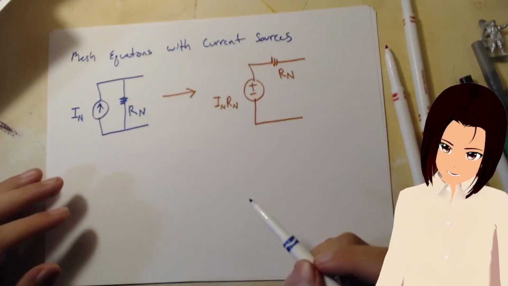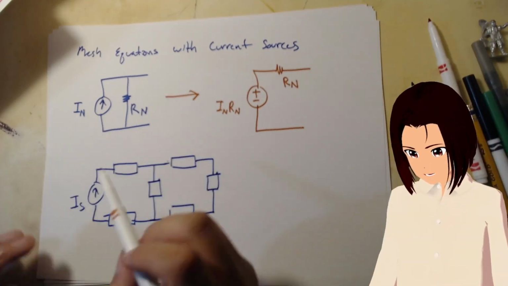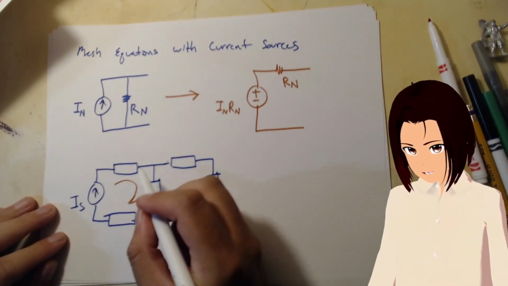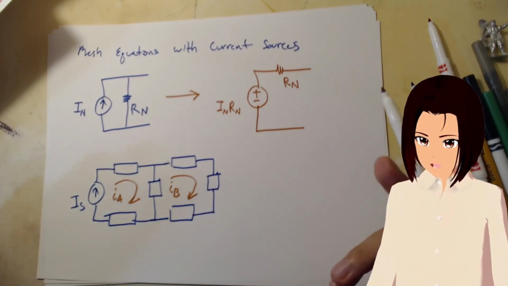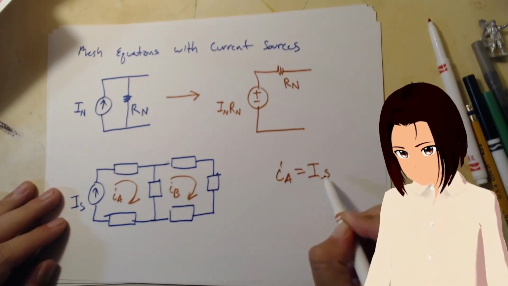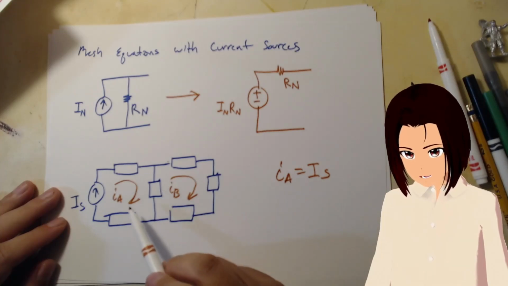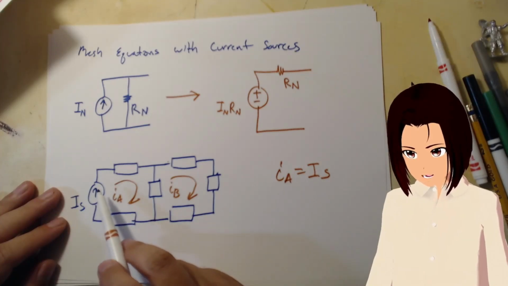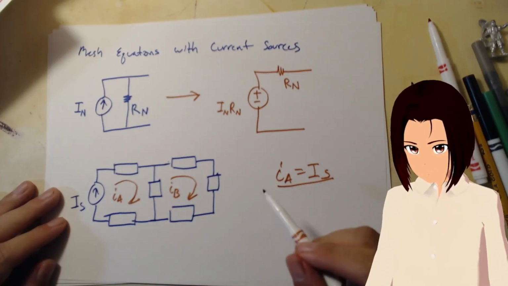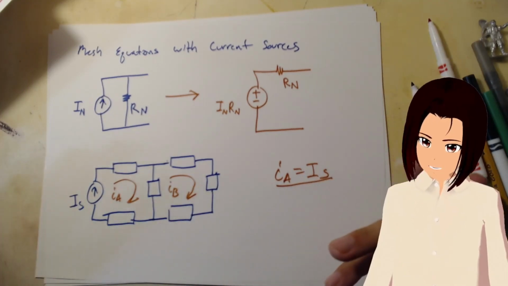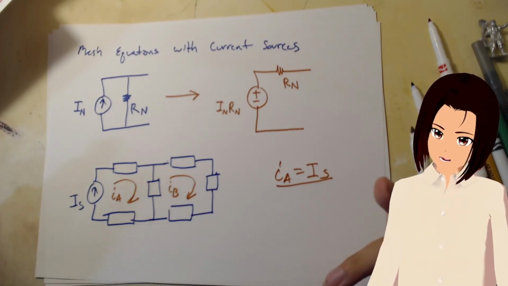Say we have something like this, with your mesh A and your mesh B. What do you do? You see that the current source is in agreement with IA, so all you need to do is write this, and you're done. That's one mesh current that you know.